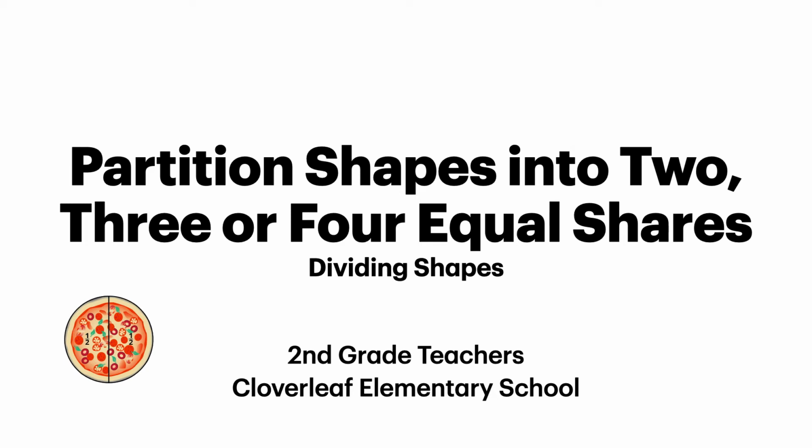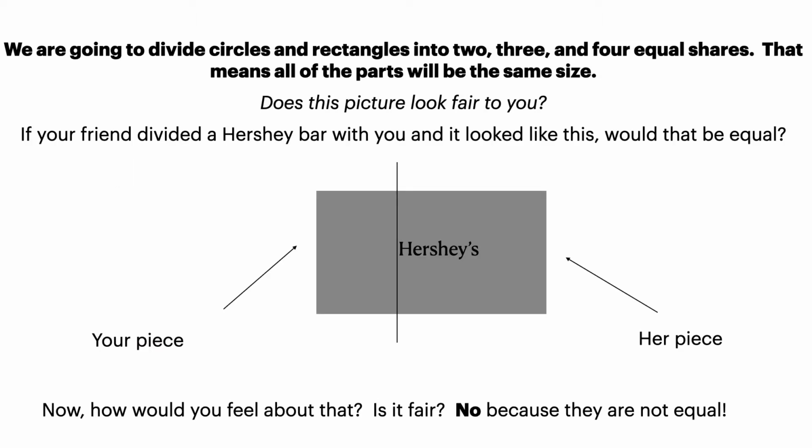Today's lesson, we are going to partition shapes into 2, 3, or 4 equal shares. This means we're going to be dividing shapes. We are going to divide circles and rectangles into 2, 3, and 4 equal shares. That means all of the parts will be the same.